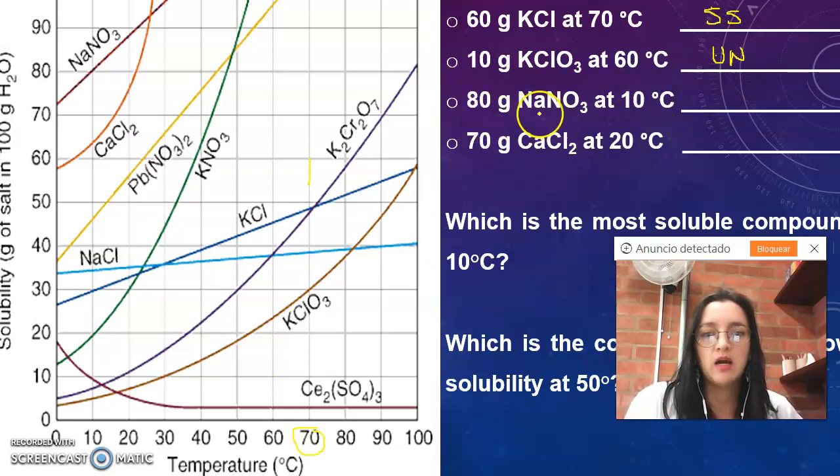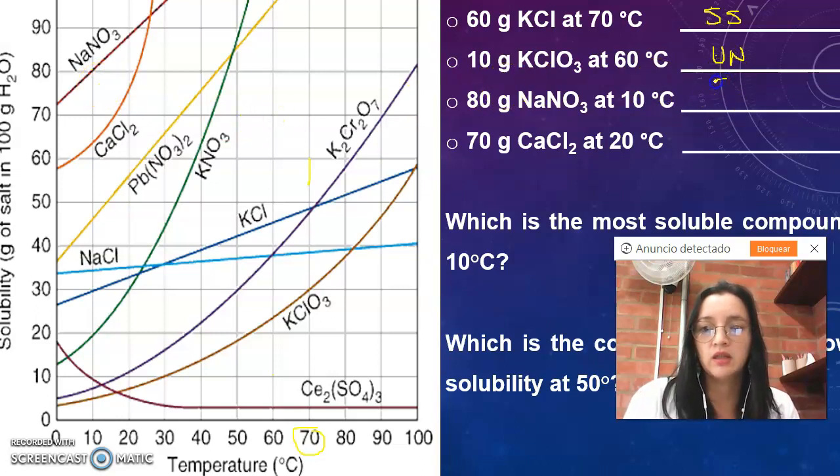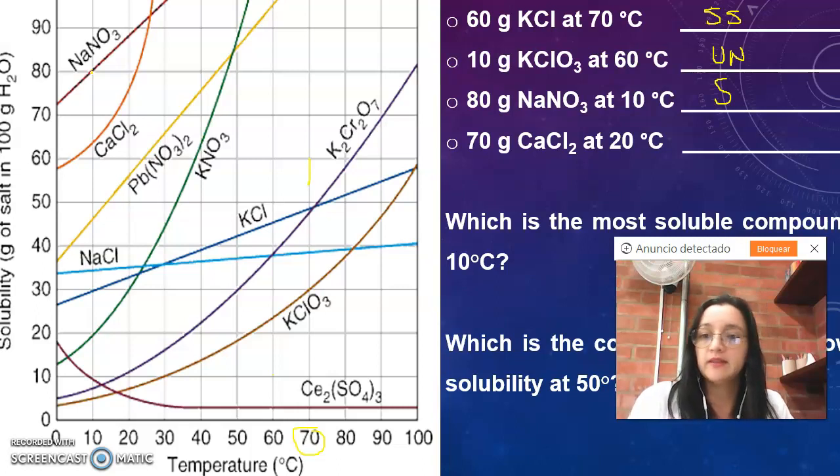Next one is sodium nitrate. So it's the line up here, and the same exercise. In this case, 10 degrees is in here, and then I go all the way up to 80, which is right on the line. So this solution is going to be saturated. 80 grams is the exact amount that we can add in order to get a saturated solution at 10 Celsius. Okay, and that's it. That's one of the most common questions. Another one here is: which is the most soluble compound at 10 degrees?